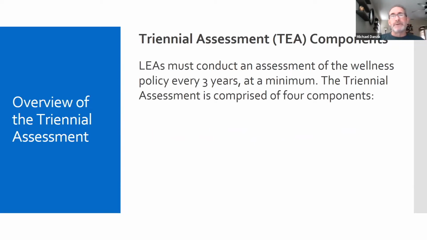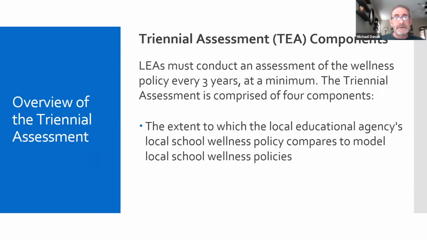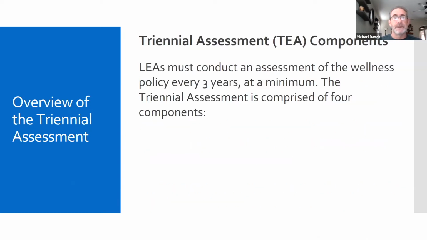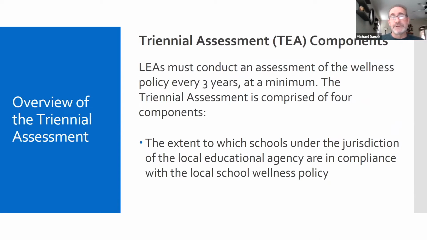The components of the triennial assessment. So let's do some review here. The four components include: one, the extent to which the local educational agency's local school wellness policy compares to a model local school wellness policy. Two, a description of the progress made in attaining the goals of the local school wellness policy, more of a narrative. Three, the extent to which schools under the jurisdiction of the local educational agency are in compliance with the wellness policy. And then lastly, the reporting requirement to share the assessment results with the district and surrounding community.